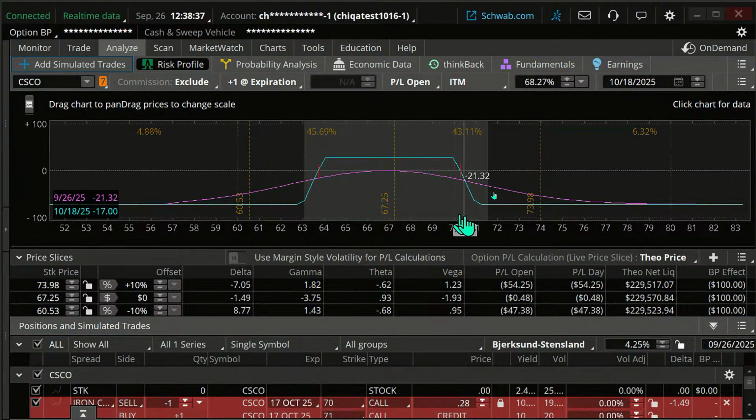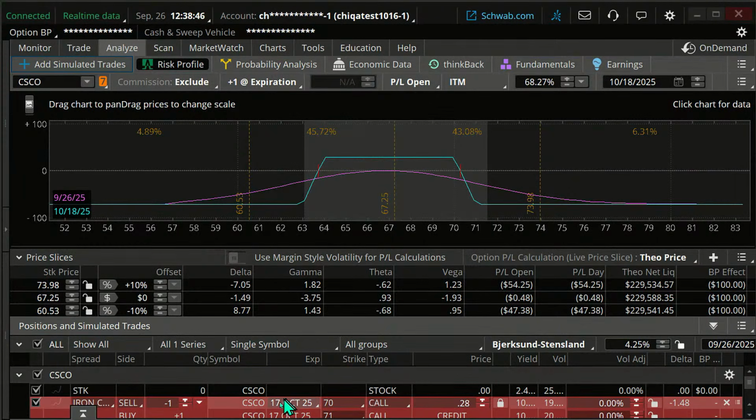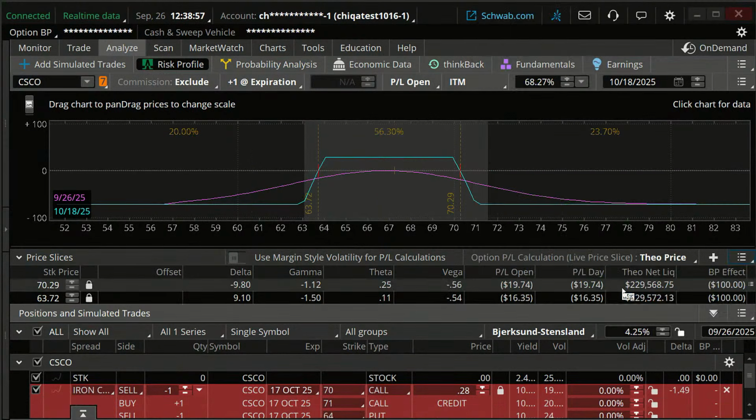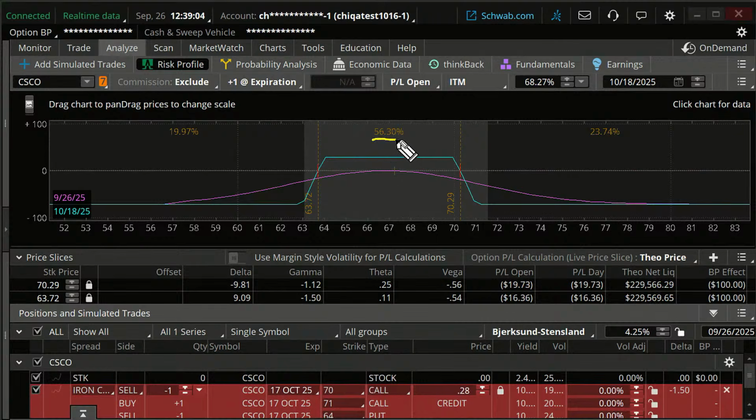Okay, so let's just do what we said. We said we were going to go to 18th of October up here. It's already there. Okay, 18th of October. In other words, this day plus 1. This is going to be today's date, and I'm going to hopefully set slices to break even, and hopefully that'll work for me. There we go. It worked. I don't know what was happening before, but it worked this time. 56% chance of this being at break even or better at expiration.